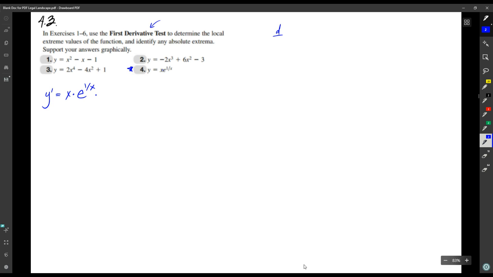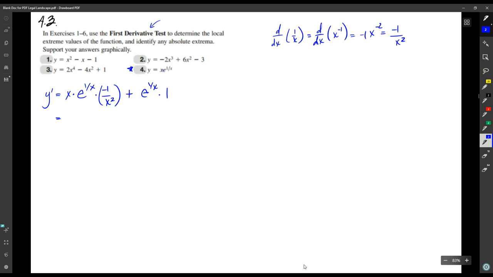So you might think about this over here in some white space. The derivative of 1 over x is the same as the derivative of x to the negative 1 power. So that's negative 1 x to the negative second, or negative 1 over x squared. And that's what I'm going to use here, negative 1 over x squared. Then we say plus the first function, e to the power of 1 over x, times the derivative of the first, which is just 1.